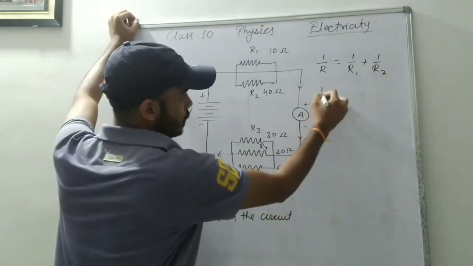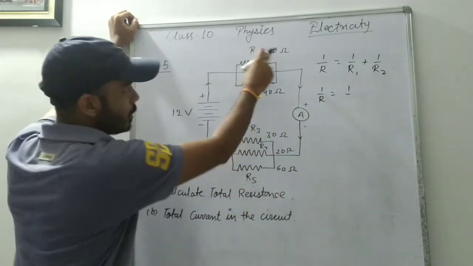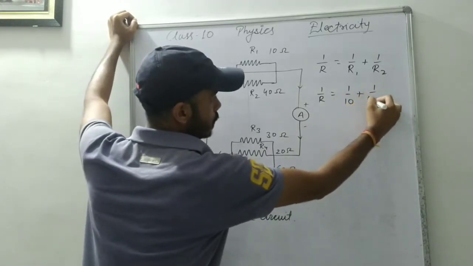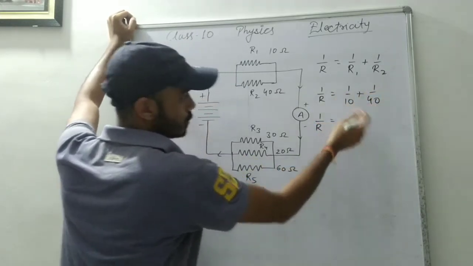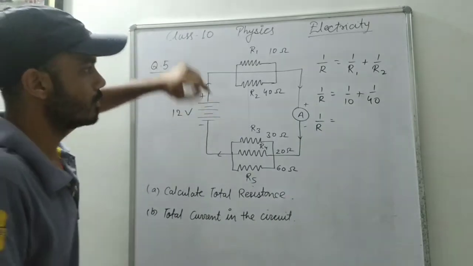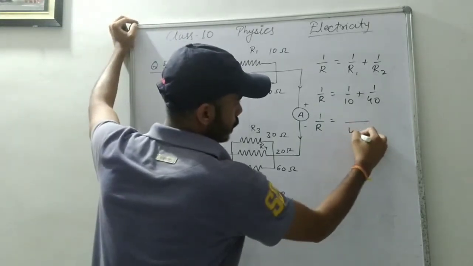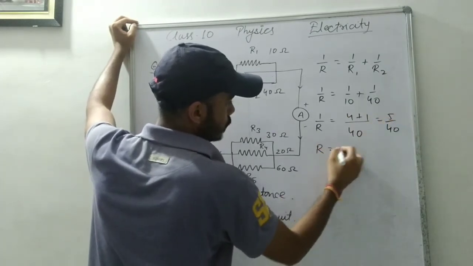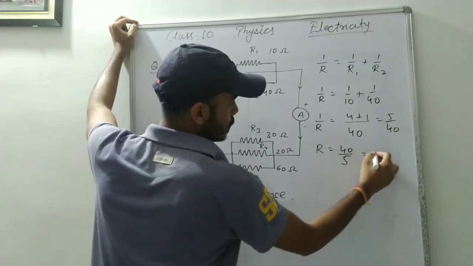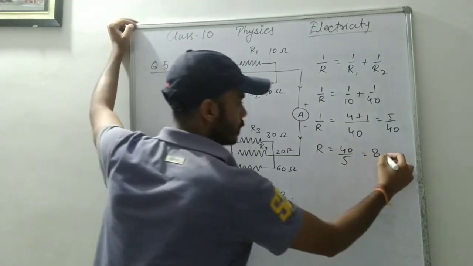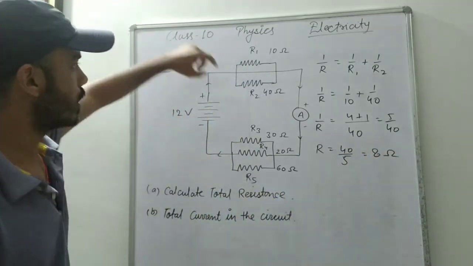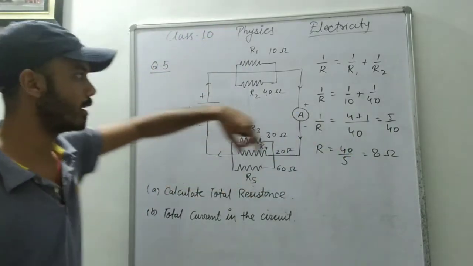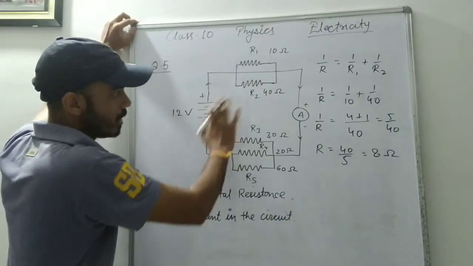Okay, so 1 upon R is equal to 1 upon R1, which is 10, plus 1 upon 40. So 1 upon R equals 1 upon 10 plus 1 upon 40, and the LCM is 40, so here we have 4 plus 1, which means 5 upon 40. So R equals 40 upon 5, which is equal to 8 ohm. It means we can write in place of R1 and R2 just 8 ohm equivalent, so we can replace R1 and R2.